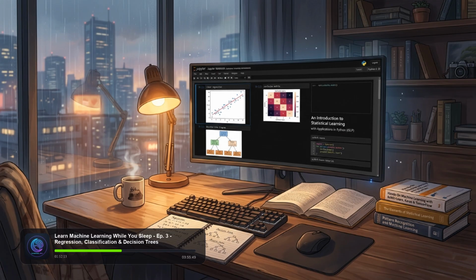Specificity, also known as the true negative rate, measures the model's ability to correctly identify negative instances. It is calculated as the number of true negatives divided by the sum of true negatives and false positives. Specificity quantifies how effectively the model filters out background noise without triggering false alarms.